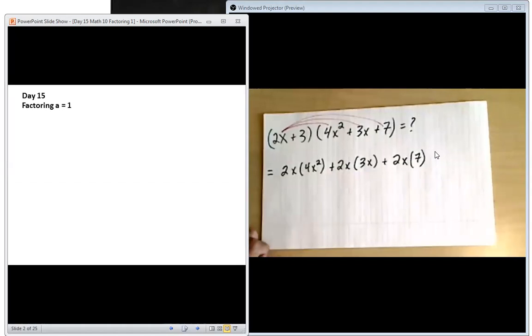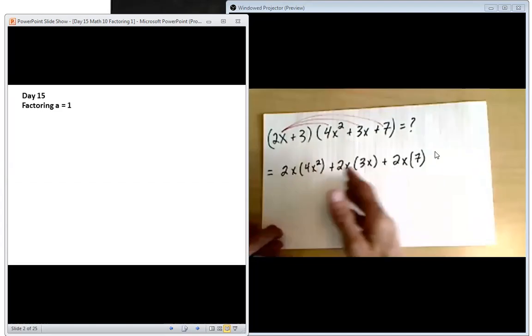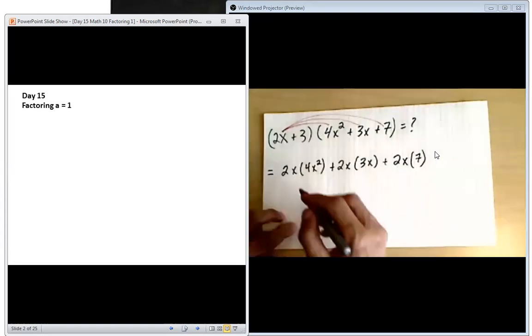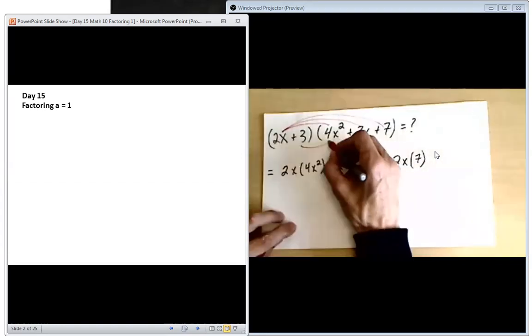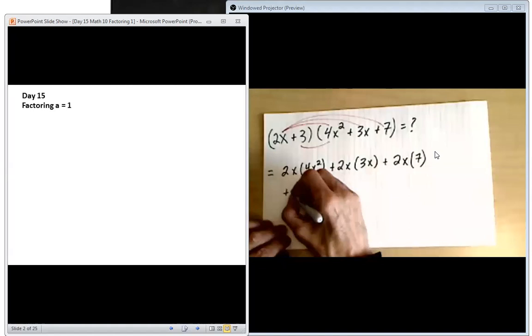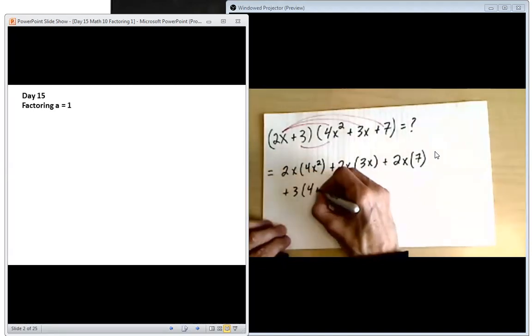Okay, so we should show the next part as well at this step, right? So we'll put those underneath. How many are there going to be? 3 of them, just like here, right? There's that first one. Let's write that down. We'll do it, we'll show it, then write it down. So we got plus 3 times 4x squared like this.